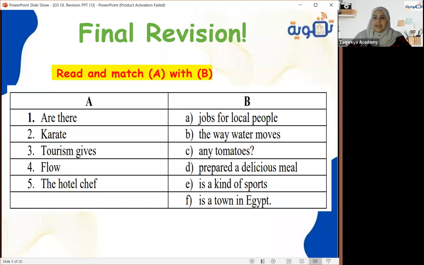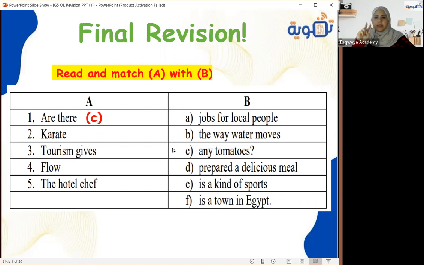Number 1, are there? That is a question. So if you look at the choices in B, you will have only one question. Number C, are there any tomatoes? Again, look for the question.